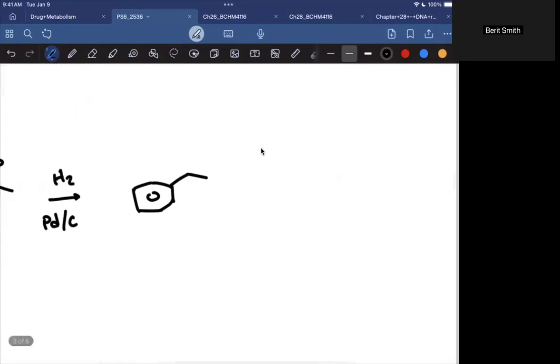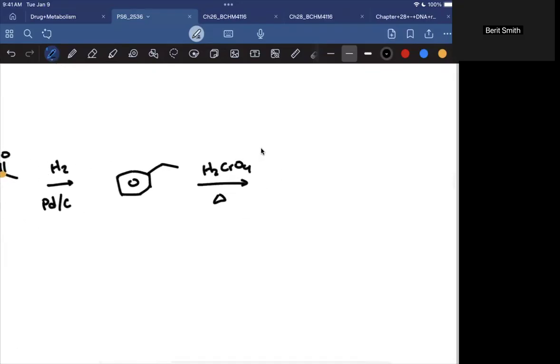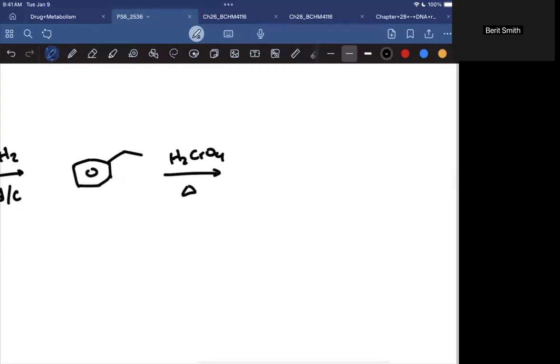And then we've got this, and then I can do that benzylic oxidation, which is H2CrO4. You can also do KMnO4. Let me double check on that one. But this will give us the carboxylic acid.